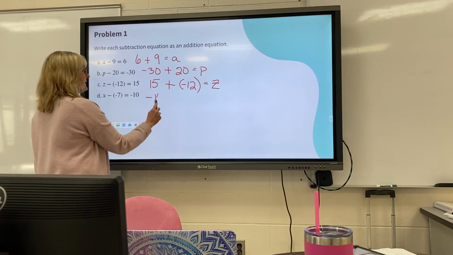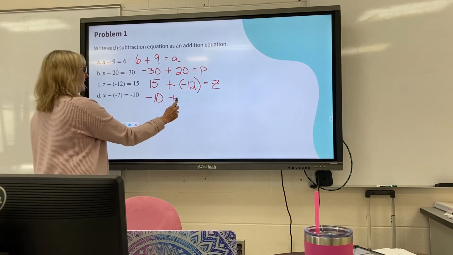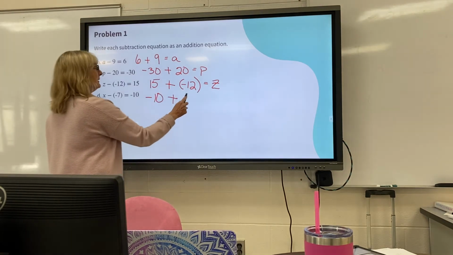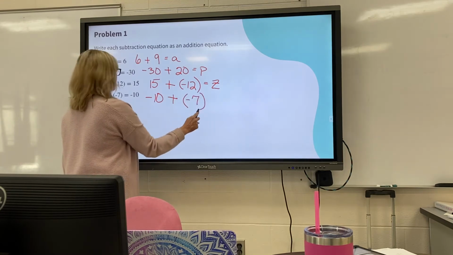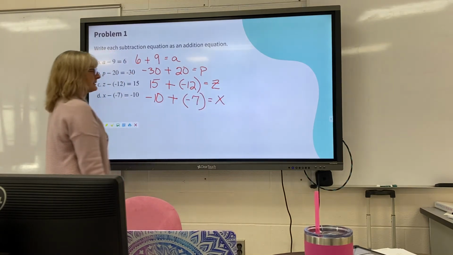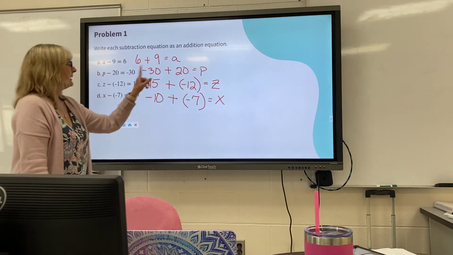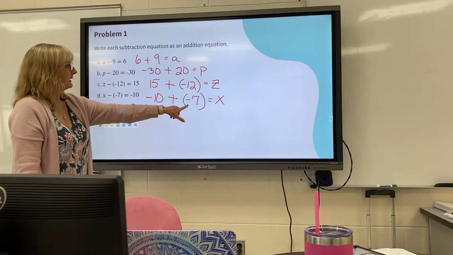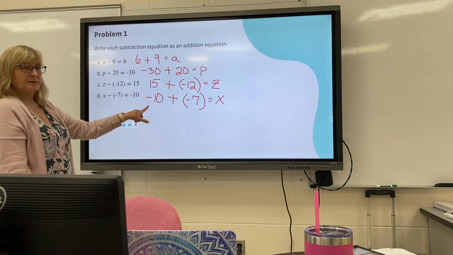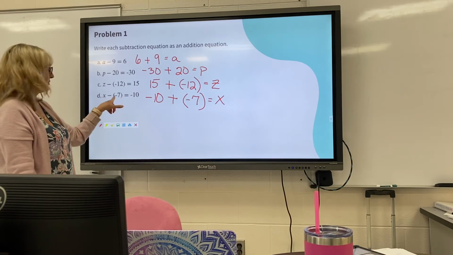Start with negative 10. Add, what are we going to add? Negative 7, and that's going to give us X. So if I take X and subtract negative 7, does that give me negative 10? Yes, which is what that says.